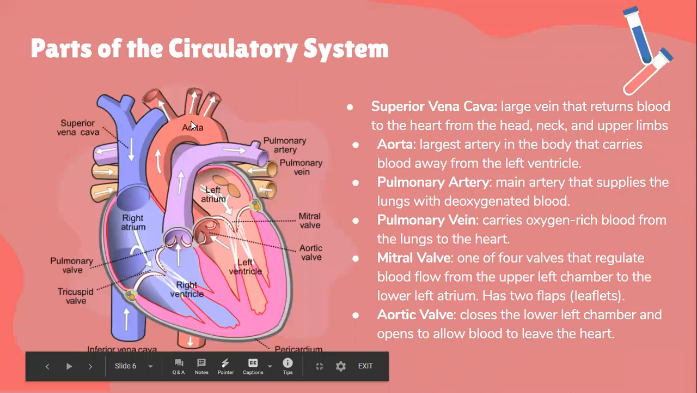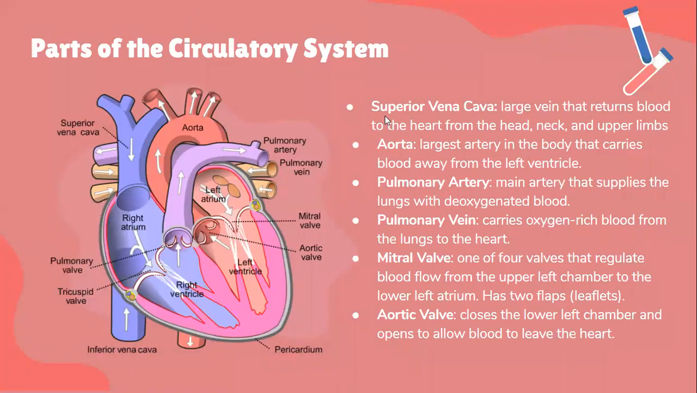So here are some parts of the circulatory system, specifically the heart. We'll start with the superior vena cava, which is a large vein. It's actually not a part of the heart, it's just a large vein that leads into the heart and returns blood to the heart from the head, neck, and upper limbs. Remember that the superior vena cava returns blood to the heart.